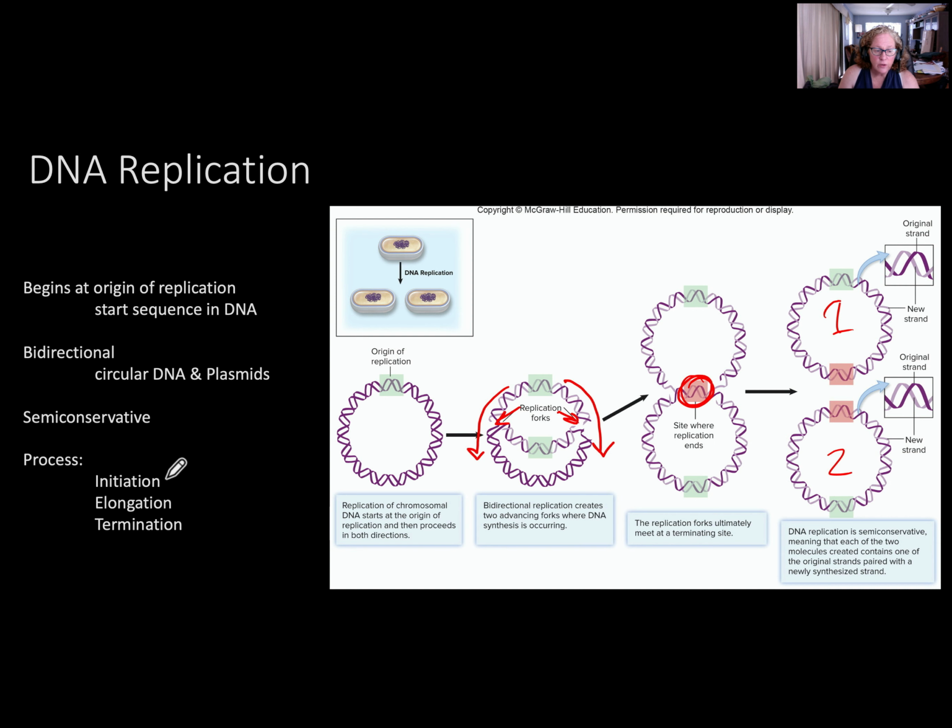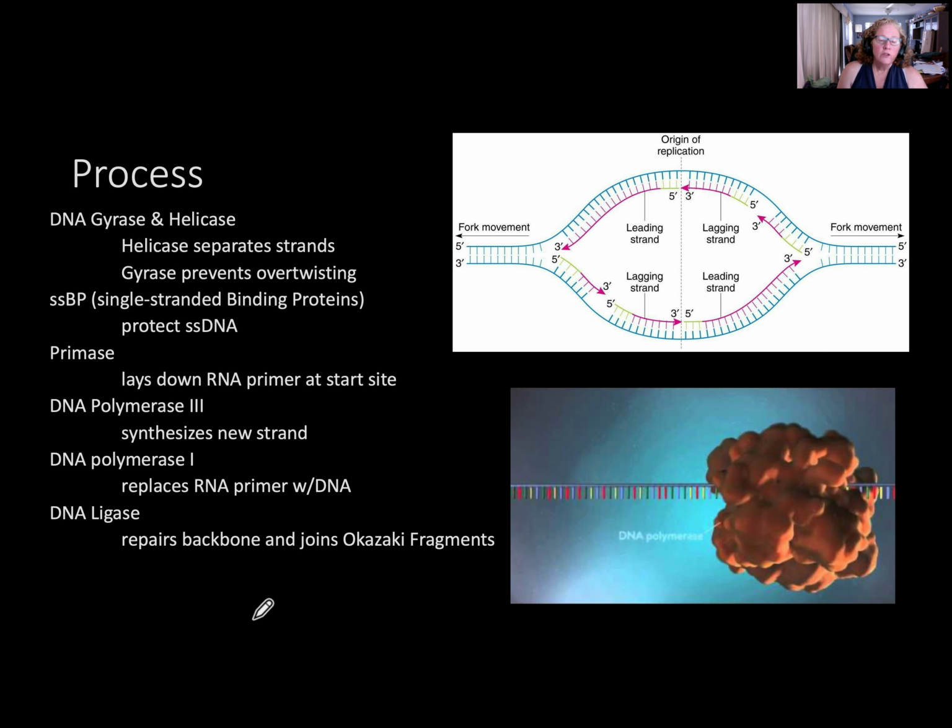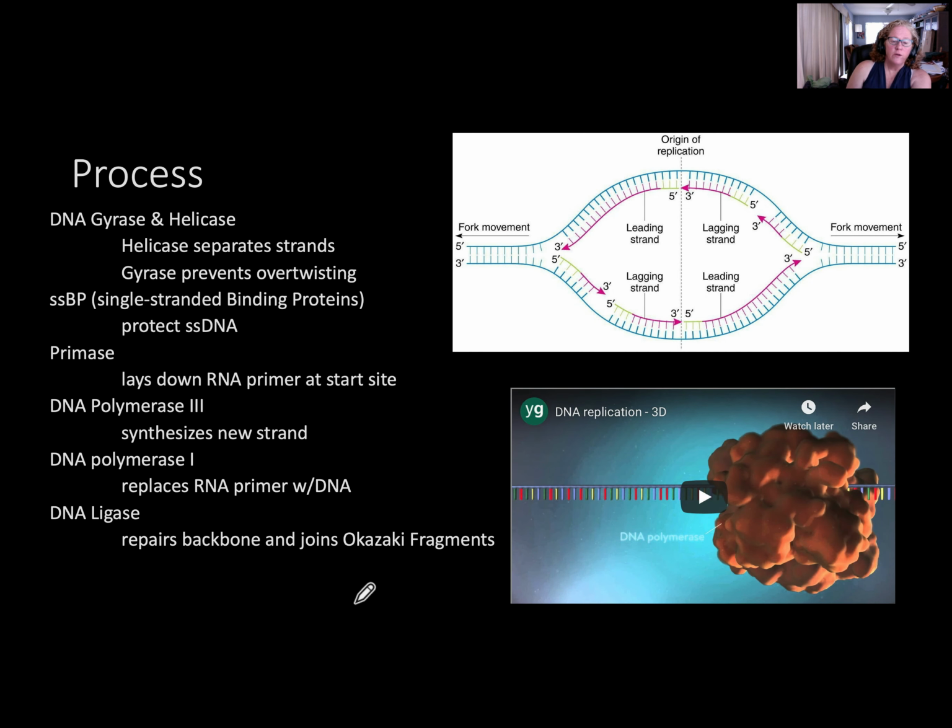This process is known as initiation, elongation, and termination. You're going to see these three terms for DNA replication, transcription, and translation. All three of them will go through these three stages of process: initiation, elongation, and termination. So let's talk about the process itself and what actually happens during DNA replication.